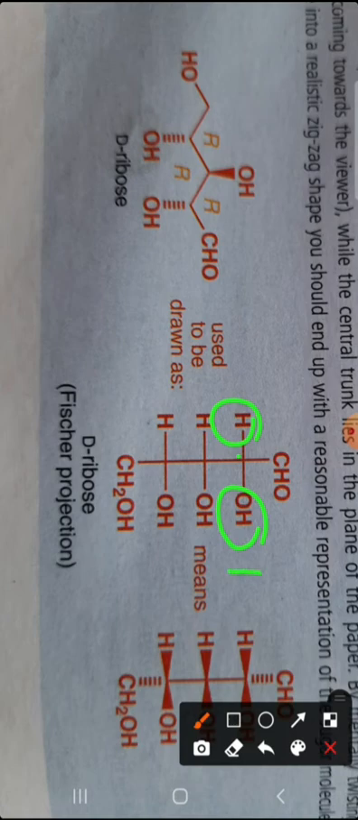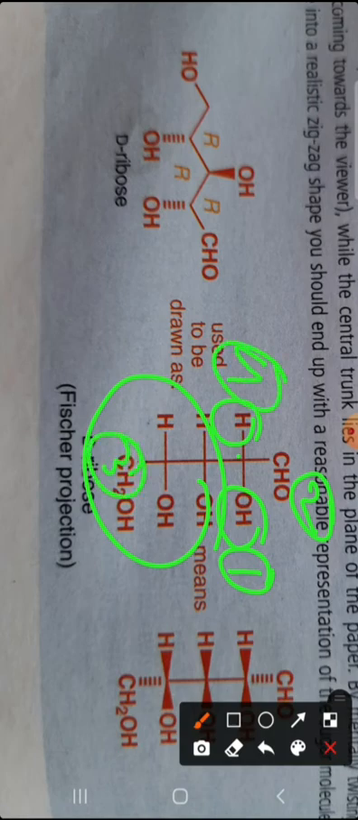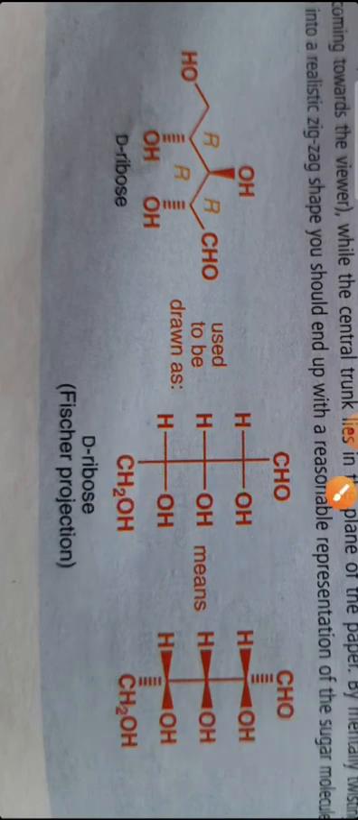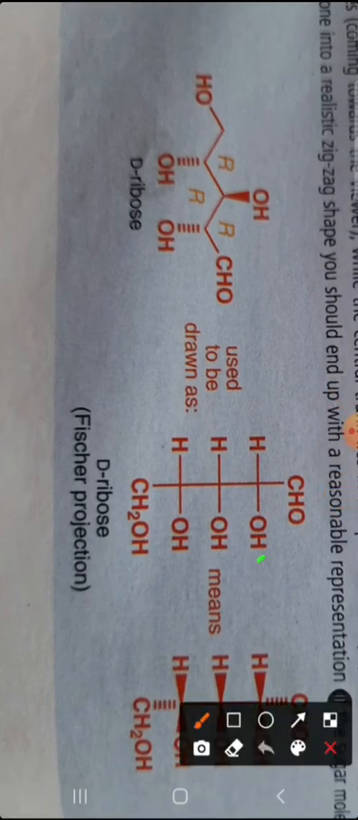OH group first priority, CHO aldehyde group second priority, this is third priority, and this H is fourth priority. Now check the configuration: 1, 2 and 3. What is it? S configuration. But the fourth priority is at the horizontal position, so this S configuration changes to R configuration. Okay, now the R configuration we have taken. This is correct.